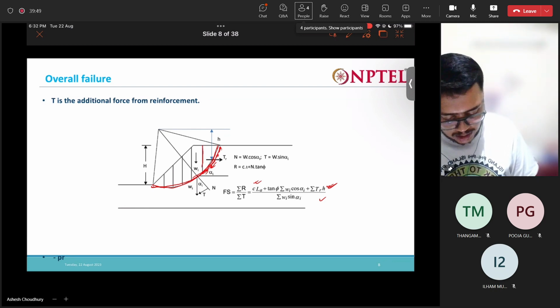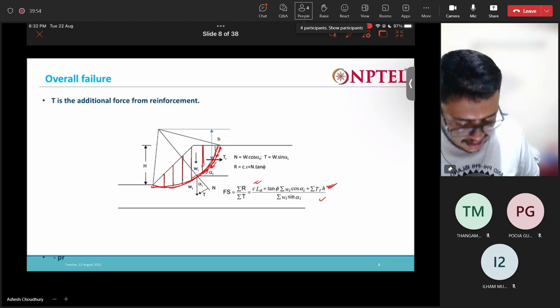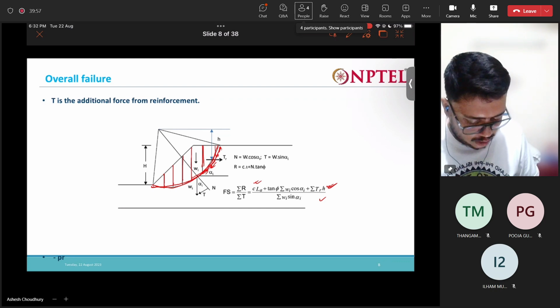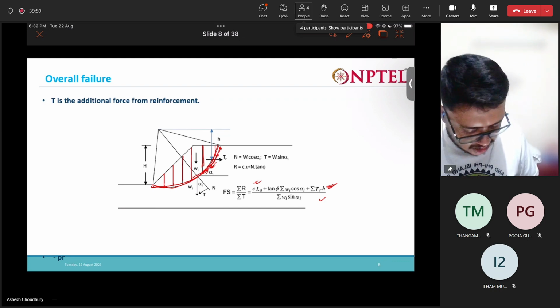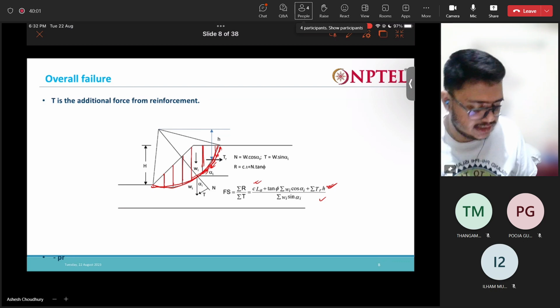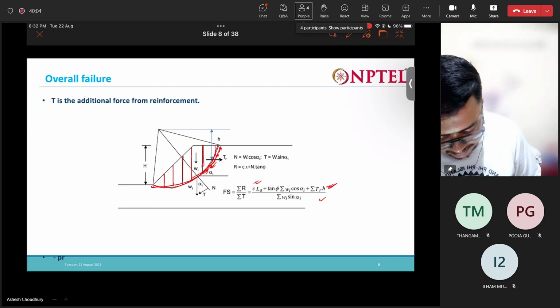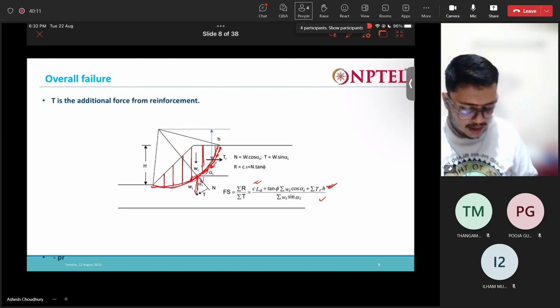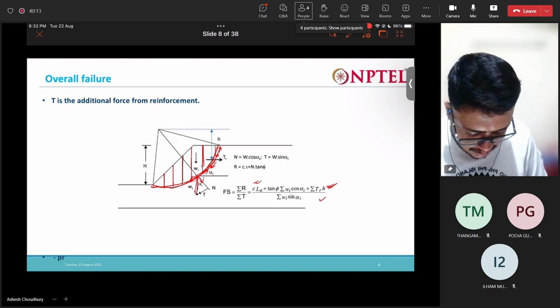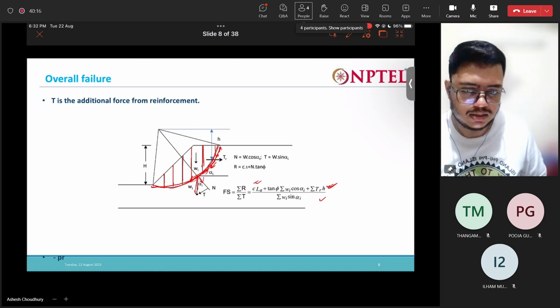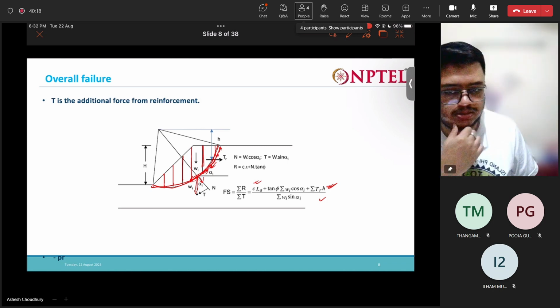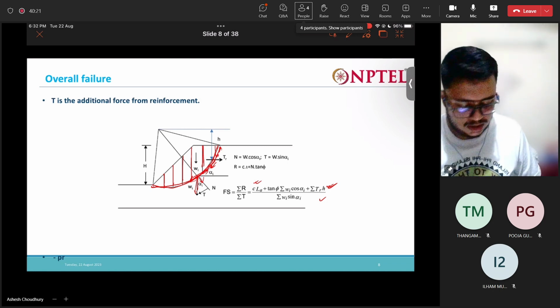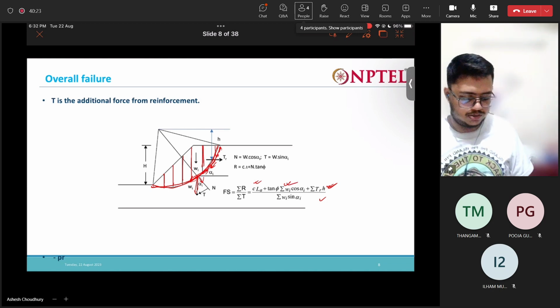this. So what you are doing, you are dividing this into some small wedges. And due to the weight of each wedge, there is some resisting component. So one component will be acting downwards, and one component is acting like that. So this one component will actually be preventing the slipping of the soil. So this is the contribution of the weight of the soil mass, right?